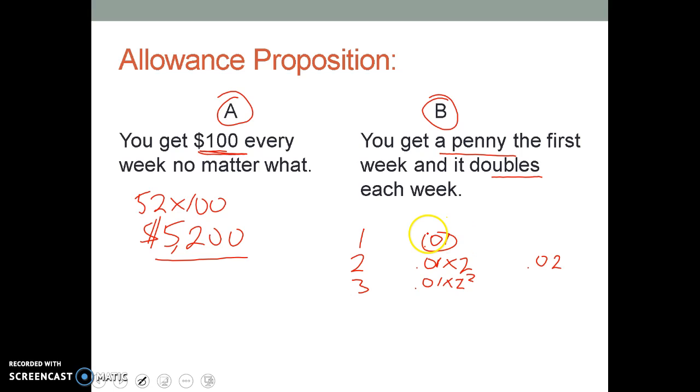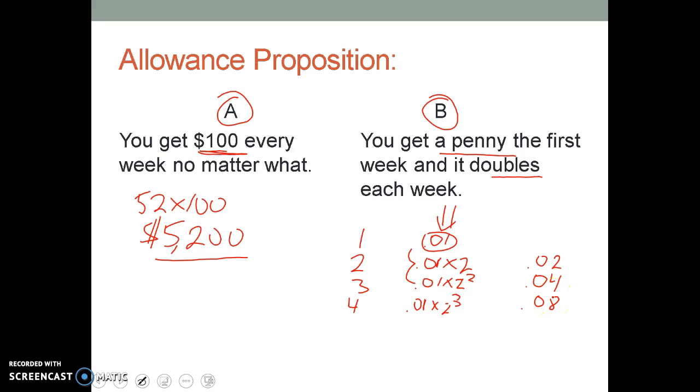Because you started with a penny, and then you multiplied it times 2, and then you multiplied it times 2 again. Well, a penny times 2 squared is 4 cents. And so I want you to pay attention to this column right here, because that's going to be the beginning of an exponential equation or an exponential function. And so the fourth week, now again, you started with a penny, but you're going to multiply that by 2, 1, 2, 3 times. So it's going to be times 2 to the third power. And so that's going to be 8 cents.